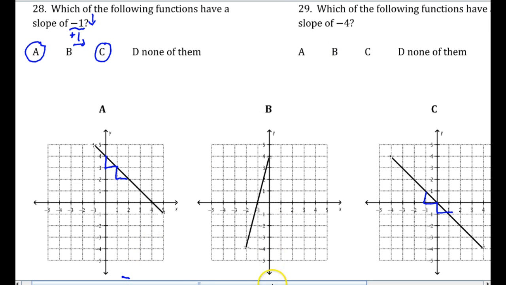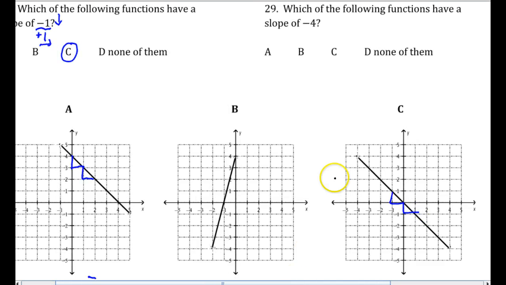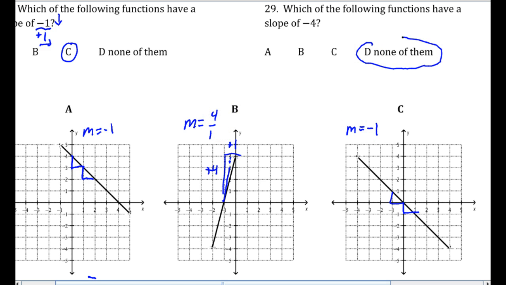Which one has a slope of negative 4? We already know that this is a slope of negative 1, and this is a slope of negative 1, so they can't be negative 4. And we know that this is positive. If we actually find this slope, it's going to be up 4, right 1, which is positive 4 over 1, though, and this says negative 4. So we got a negative 1, a positive 4, and a negative 1. So that means D, none of them are a slope of negative 4.